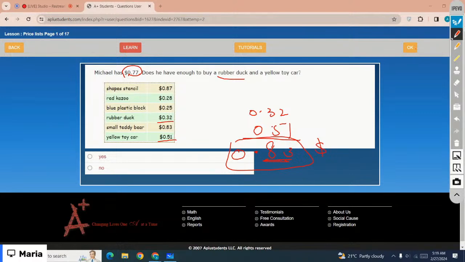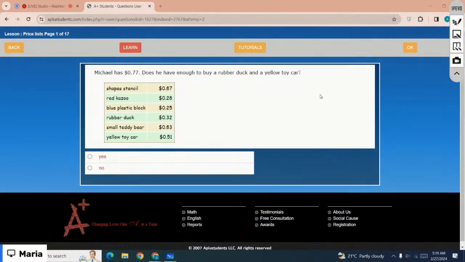No, he doesn't have enough money because he has 0.77 and he needs 0.83, so the correct option is no.